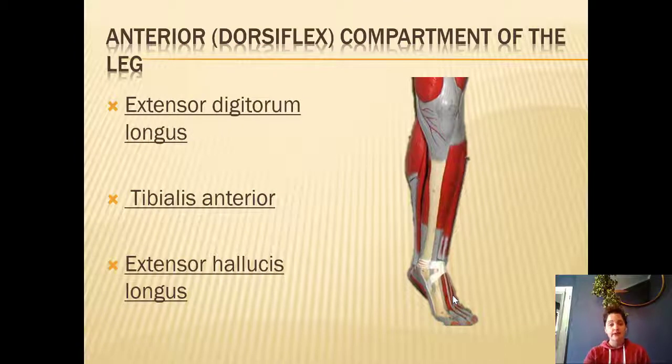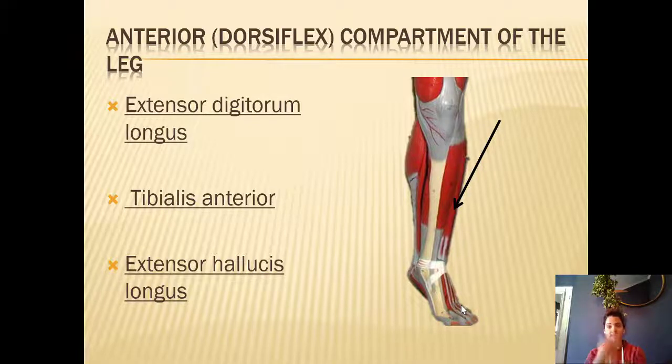Starting with the anterior compartment, this muscle that you see here that's more lateral, you'd be able to trace its tendons to the toes. This is extensor digitorum longus. We had an extensor digitorum on the posterior side of our antebrachium. This one is longer, so it gets the name extensor digitorum longus.